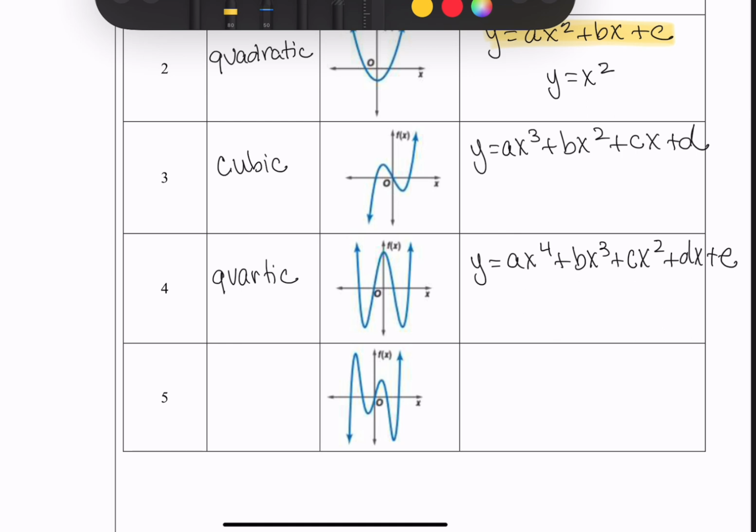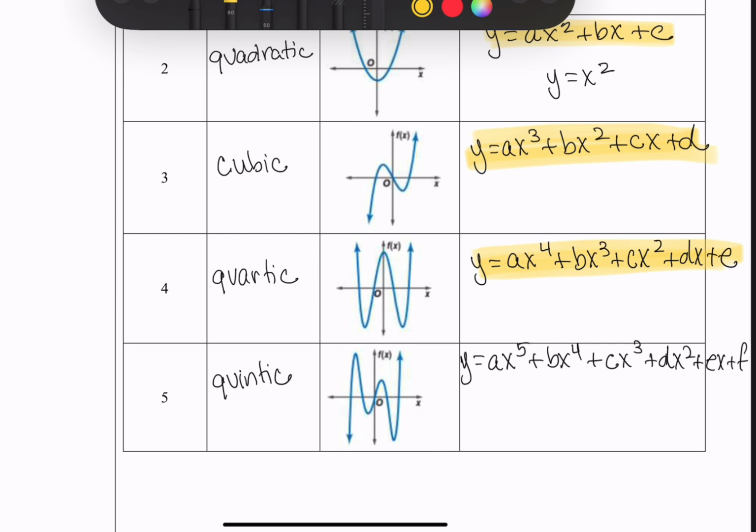And a 5th degree polynomial, we call that a quintic. And that is to the 5th degree. So now let's see, I'm probably going to run out of room. So let's try and start a little further over. We'll do y equals ax to the 5th plus bx to the 4th plus cx to the 3rd plus dx squared plus ex plus f. So those are the standard forms, and whatever degree you have, you just keep adding more terms. I've written these all in standard form, so they're all in descending order of power.